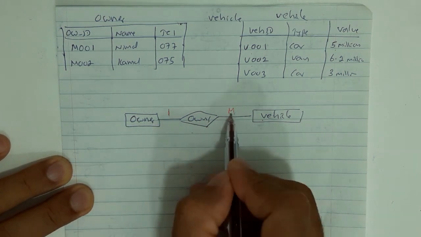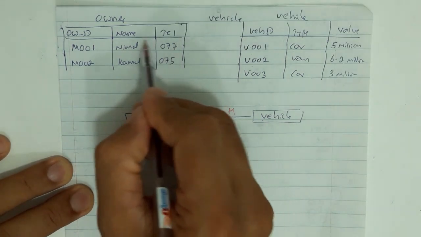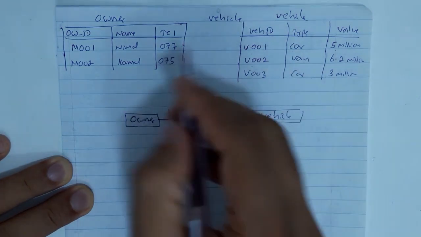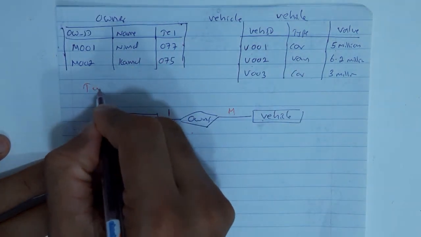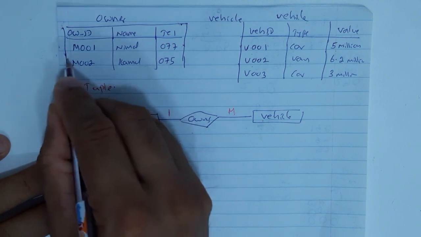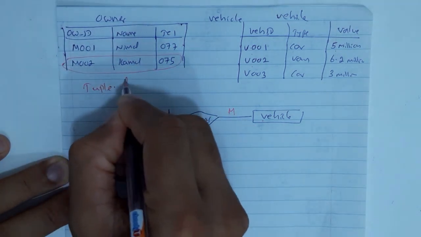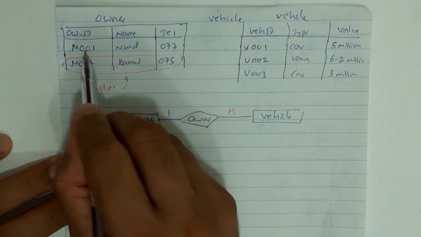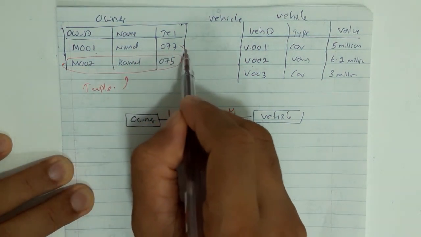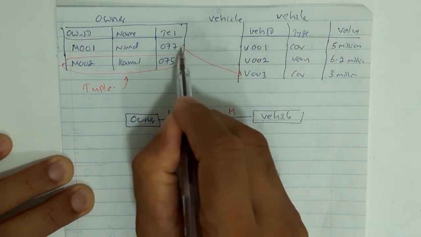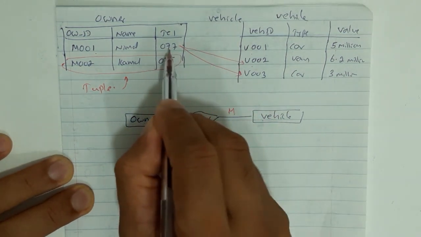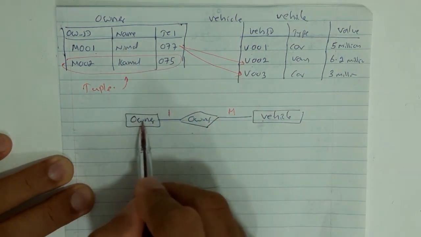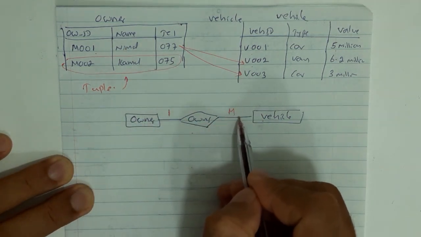We came to this one to many cardinality by considering the records of the table, not the columns. Records are also called tuples. You know this term. Tuple means a complete record. Now if I am to explain this cardinality again, the owner Nimal may own vehicle 003 as well as vehicle 002. That's the reason why I put that one owner can own many vehicles. One owner can own many, not only one, many.